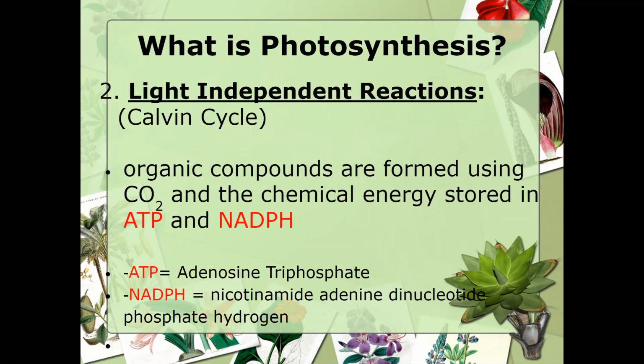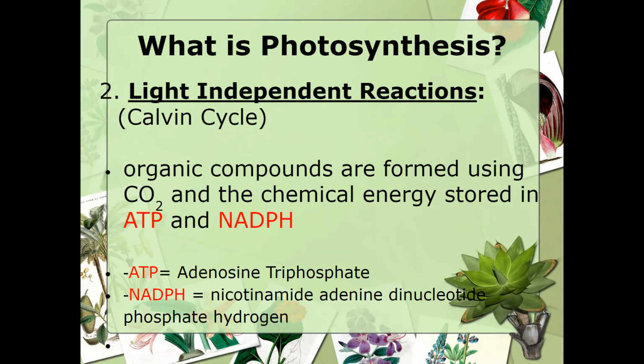The other part of photosynthesis is the light-independent reaction. This is also known as the Calvin cycle, and this can happen whether or not light is present. For the first part, we needed light to kickstart that reaction, but for this one, light does not have to be present for this to take place, okay?